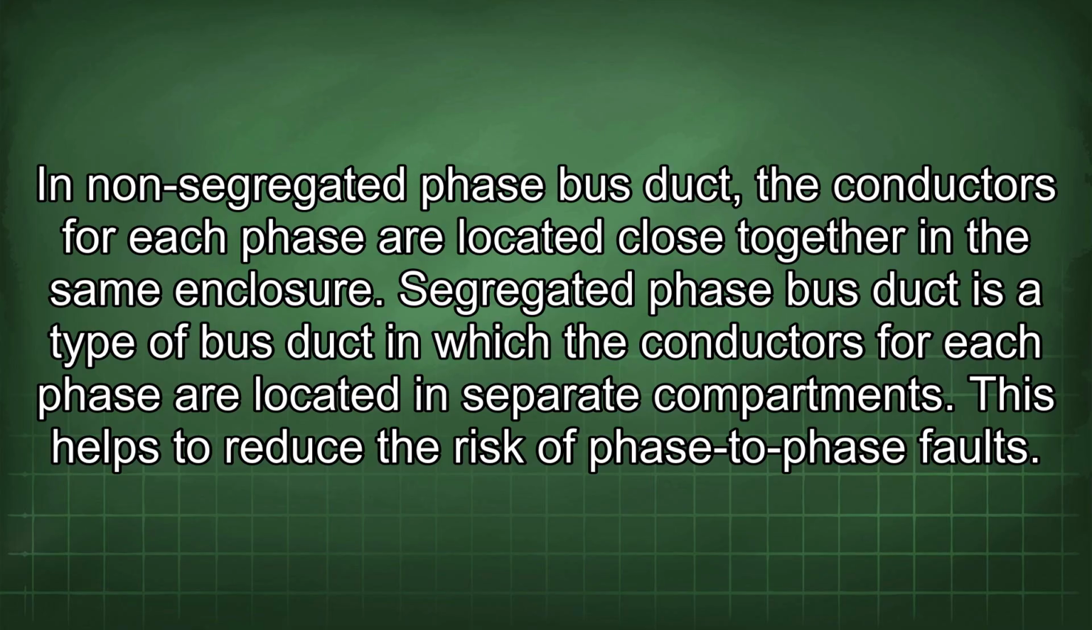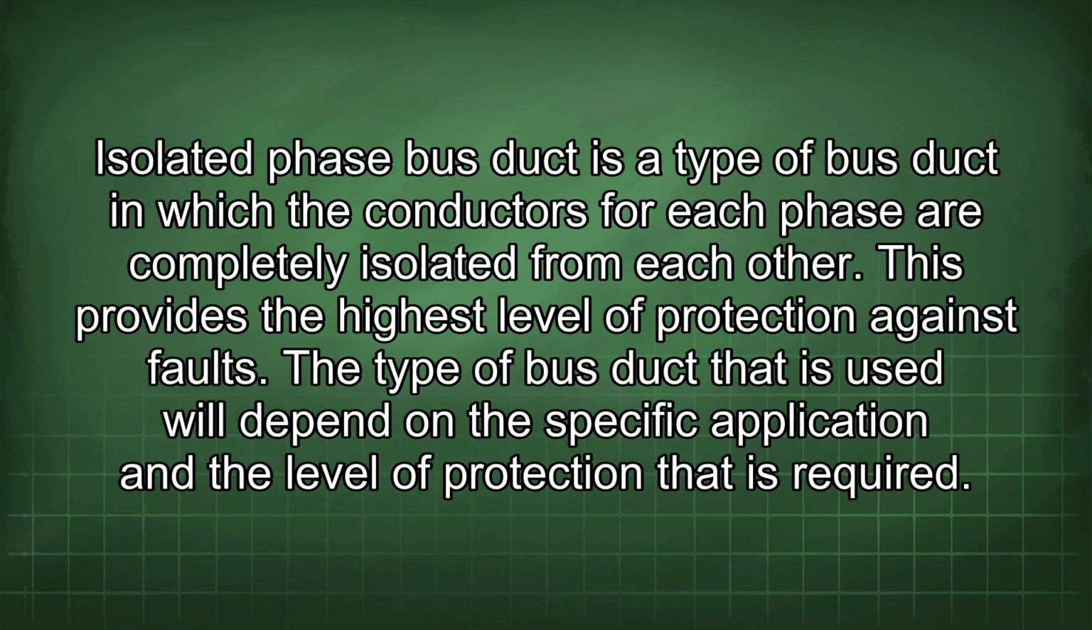Segregated phase bus duct is a type of bus duct in which the conductors for each phase are located in separate compartments. This helps to reduce the risk of phase-to-phase faults. Isolated phase bus duct is a type of bus duct in which the conductors for each phase are completely isolated from each other. This provides the highest level of protection against faults.